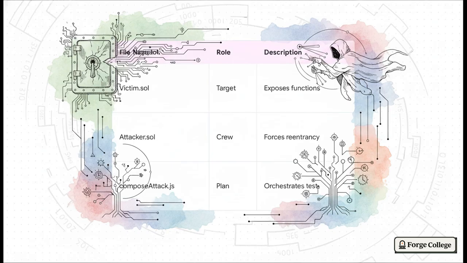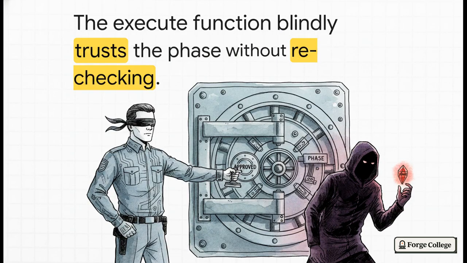Next is the attacker contract, which is our crew, built specifically to force reentrancy and race the state. Finally, our composed attack test file. This is the master plan, the JavaScript file that actually orchestrates the concurrent transactions so everything fires exactly on cue. But before we hit run, you need to see the fatal flaw in our victim contract.